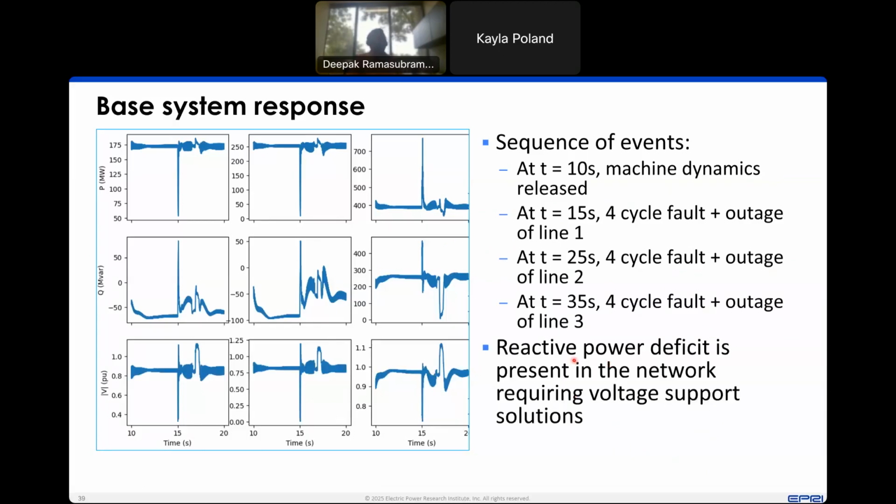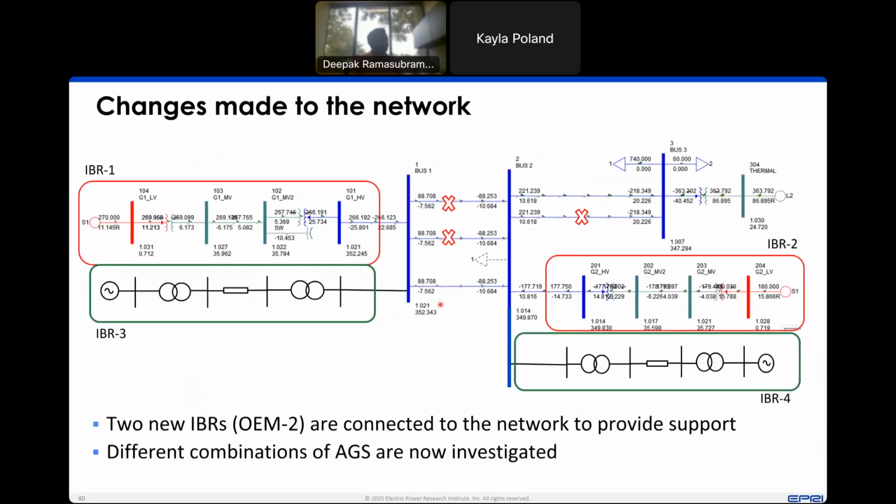And as we keep adding faults and opening lines, the system goes unstable. So without any advanced grid support, it's a very intuitive response that things are going to go unstable here. So we said, okay, there is a reactive power deficit in the system, which means that some more resources are required to provide reactive power support because these resources have reached their limit.